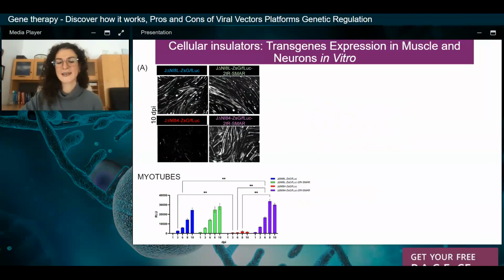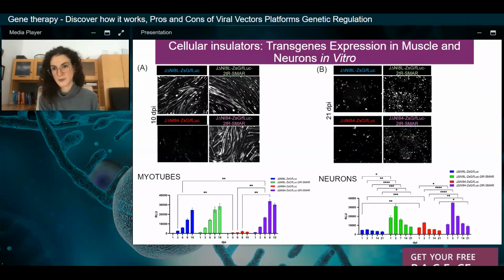So we transduced again the differentiated myotubes, and if you remember from before, we have this knowledge that the viral insulator in the LAT locus was able to protect the transgene better than the viral insulator in the ICP4 locus. But by adding these new additional cellular elements, we observe that now the ICP4 locus is able to express the transgene. So we have changed the expression profile, recovering a new locus for transgene expression in muscle.